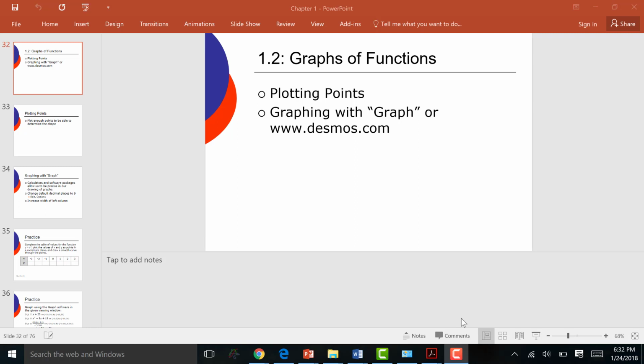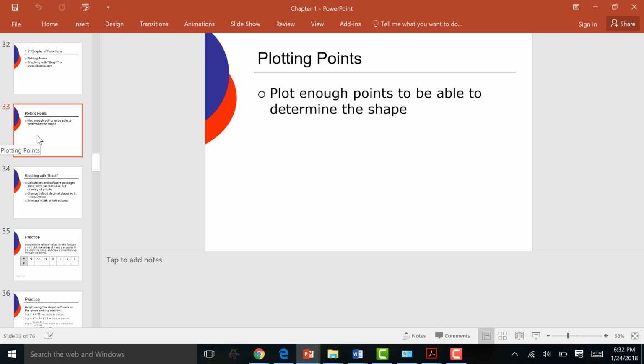So 1.2 it is, graphs of functions. We're going to talk about how to use Desmos to plot points and how to graph things using Desmos, because you're going to need to be able to do that with the graphing tool. So here, let's do next slide. For some reason, when I first get in here, it doesn't like to go directly to the next slide. All right, there we go.